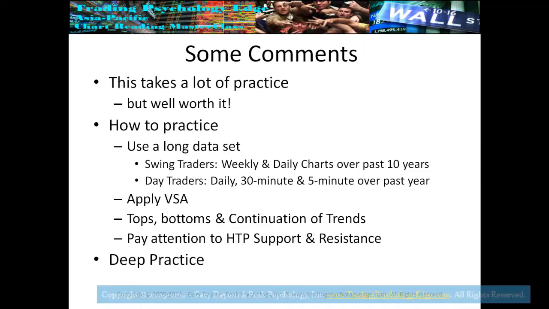But you want to pay attention to that, because there are lovely ways to utilize the higher time frame support and resistance. And then, as I say, deep practice. It's a specialized kind of practice. People say practice makes perfect. Well, practice makes permanent. If you practice poorly, you're going to develop poor skills and make those pretty ingrained. You want to practice correctly, and it's a specific way of doing it.